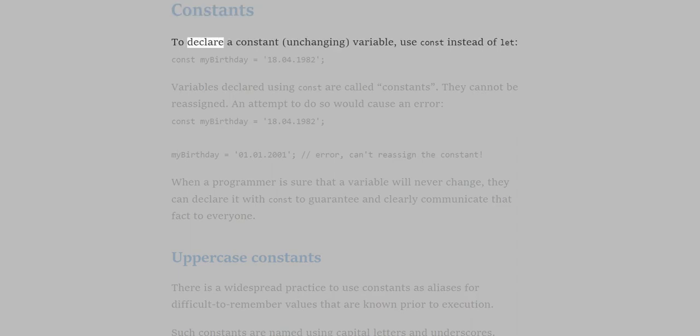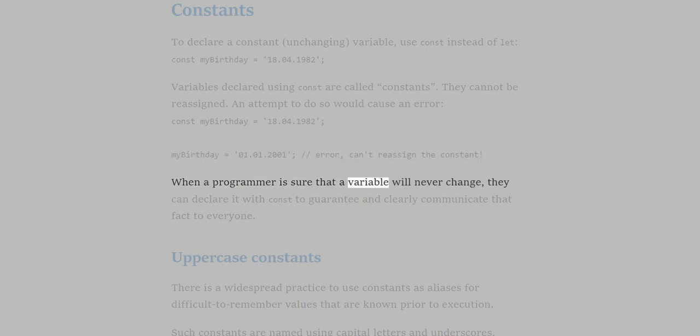Constants. To declare a constant, unchanging, variable, use const instead of let. const myBirthday = '18.04.1982'. Variables declared using const are called constants. They cannot be reassigned. An attempt to do so would cause an error. const myBirthday = '18.04.1982'; myBirthday = '01.01.2001'; // error, can't reassign the constant.